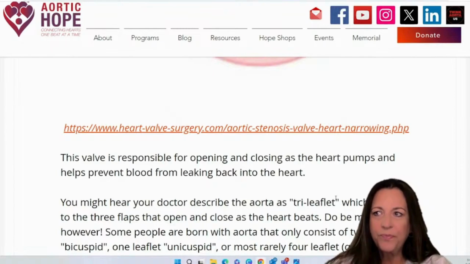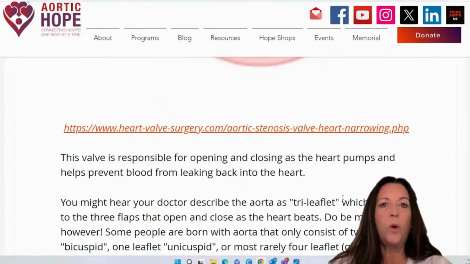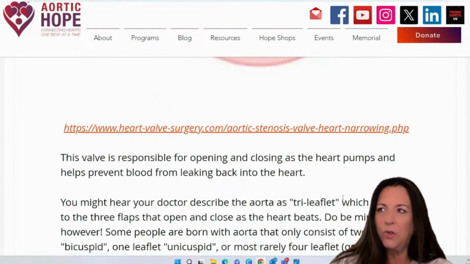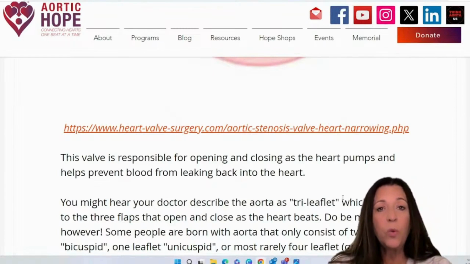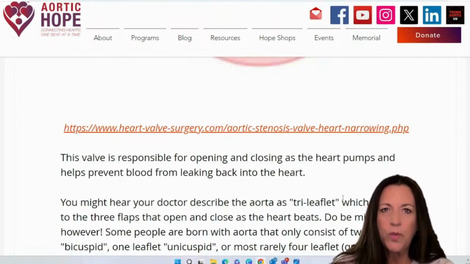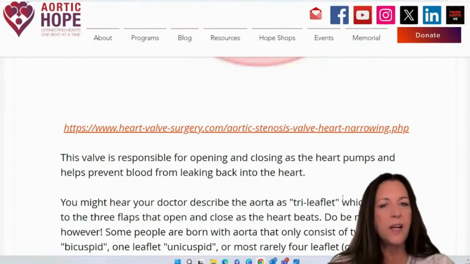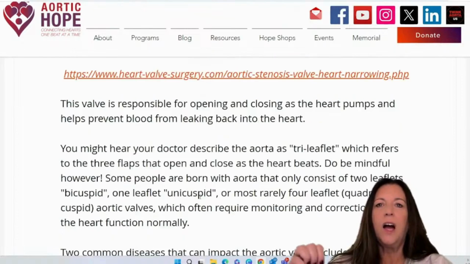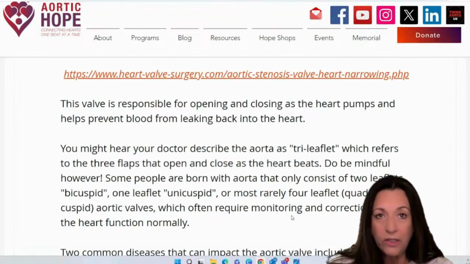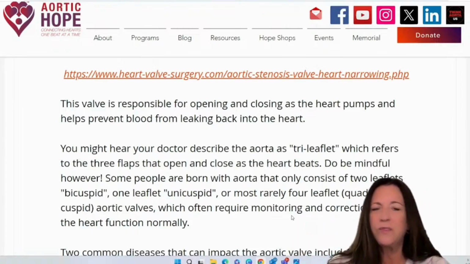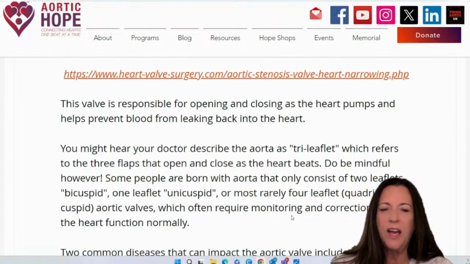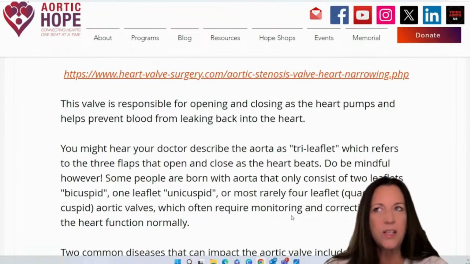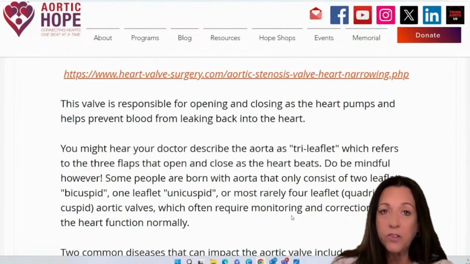Do be mindful, however, some people are actually born with only 1 leaflet. That would be a unicuspid valve, I think that's what it's called. And a lot of people are born with 2 leaflets, and that is called bicuspid. That's where we hear the terminology of bicuspid aortic valve disease, okay? And most rarely, people can be born with 4 leaflets. I can't even picture how that's positioned, but that's a quadricuspid aortic valve, which often requires monitoring.